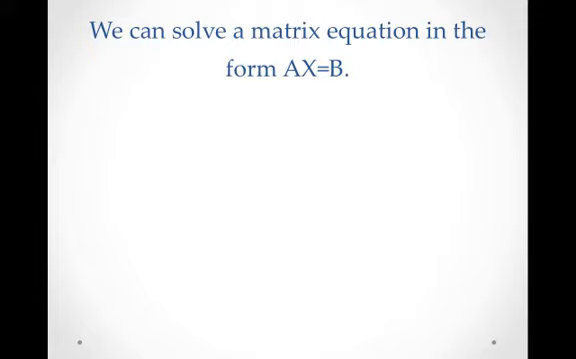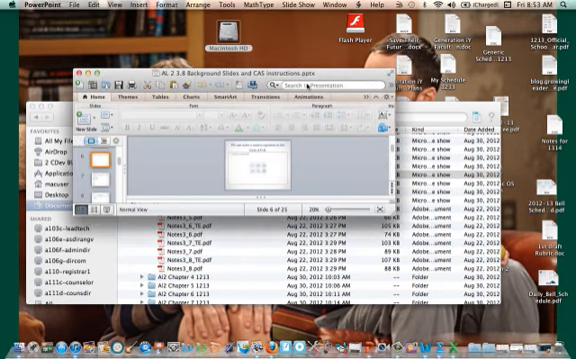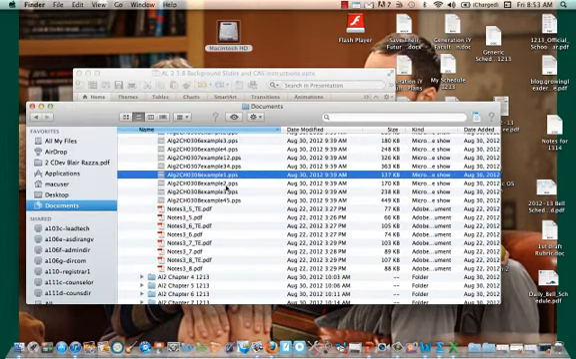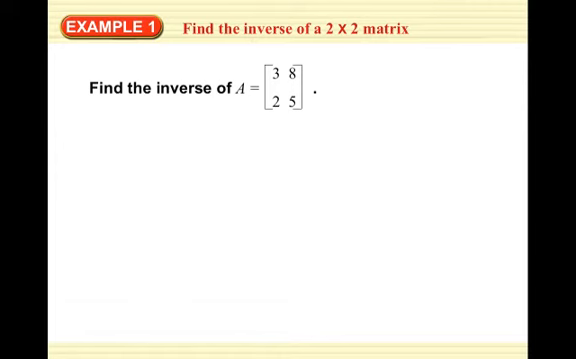So, first thing, before we get into solving a matrix equation in the form AX equals B, which we will get to in this lesson, we're going to work a couple of examples just working with inverses themselves. Okay. First thing we're going to do is find the inverse of A equals 3, 8, 2, 5. Nice little 2 by 2 matrix. So 3 is little a, 8 is little b, 2 is little c, and 5 is little d.